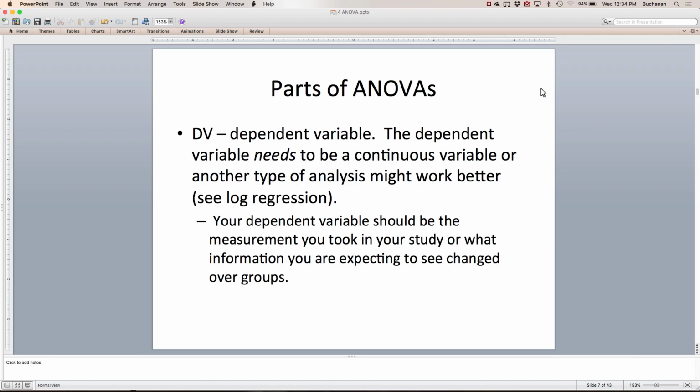And your DV, just research design-wise, will be the thing that you're expecting to change. So we're going to calculate averages on these DVs and see if they're different across groups. That's the point of ANOVA. And hopefully they've changed, or we've wasted our time.